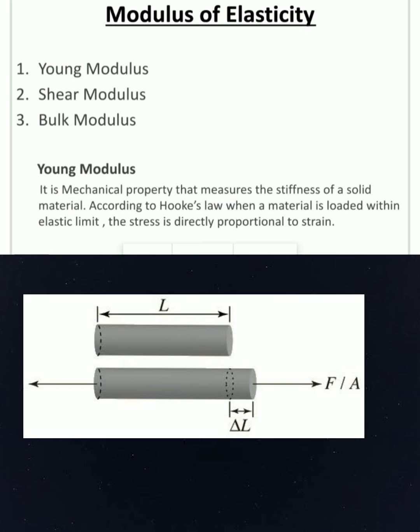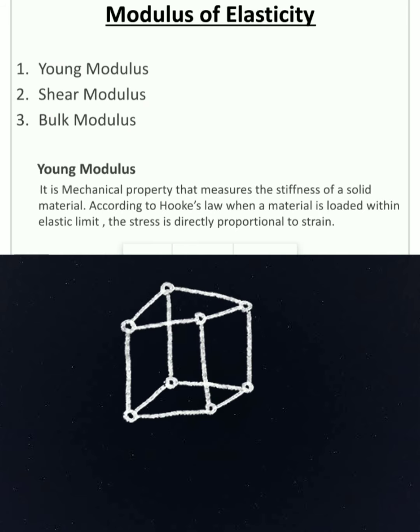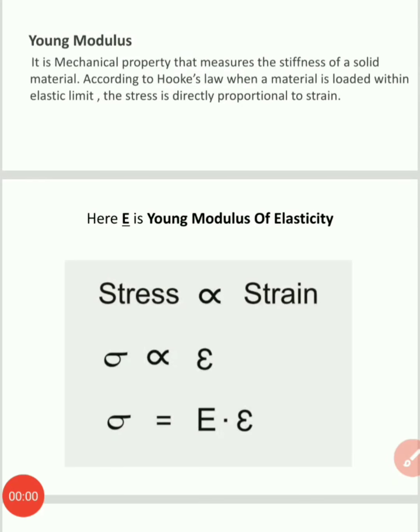Today we are going to talk about modulus of elasticity. Here we have three types of modulus of elasticity. Number one is Young modulus, two is Shear modulus, and three is bulk modulus.